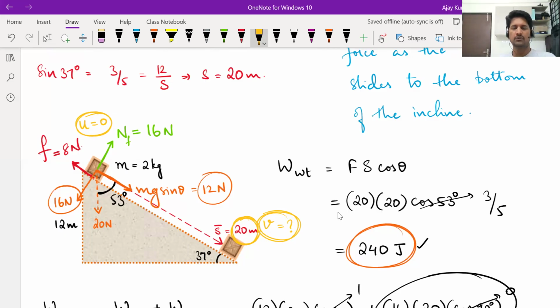Which equation can be used to derive the final velocity of the block as it reaches the bottom of the incline? V square minus U square equal to 2aS. Correct. If acceleration is constant, we can use V square minus U square is 2aS.